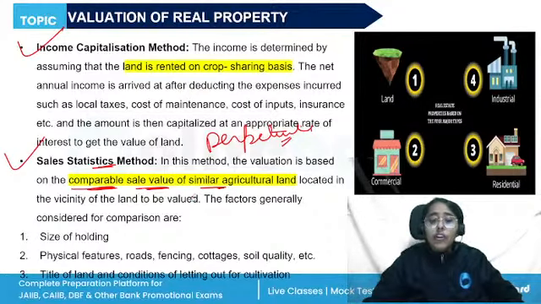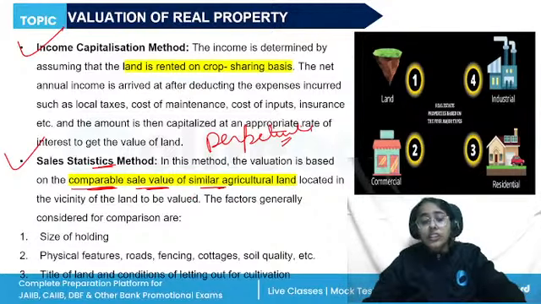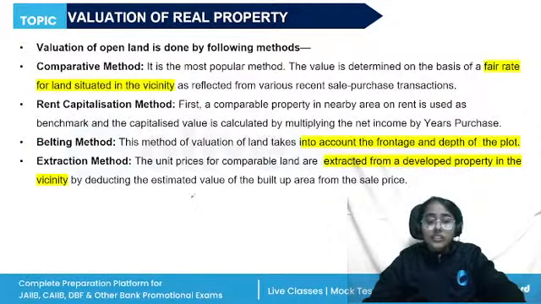Then we also have urban land, the lands which could be put to residential or industrial use, and their value depends on their potential for development through the construction of the appropriate structures. So the location, size, usage, the restrictions on development by any authority, road frontage, all are important. So there are certain methods which can be used for the valuation of open land.